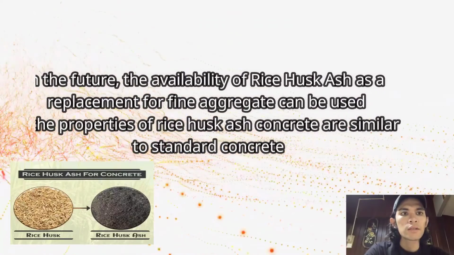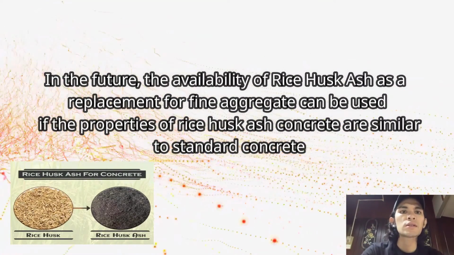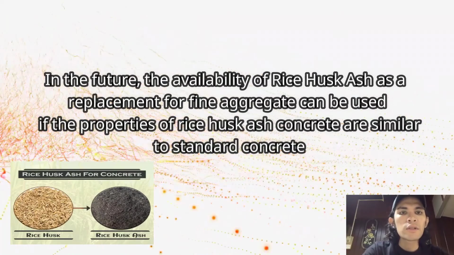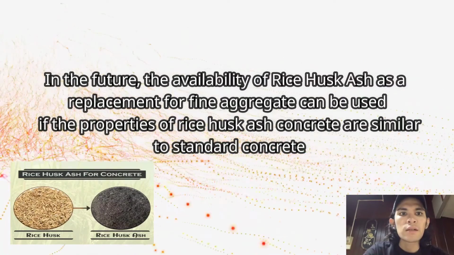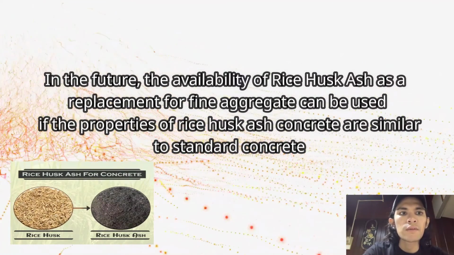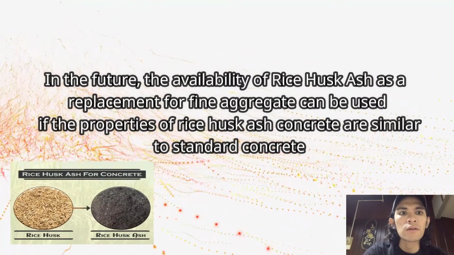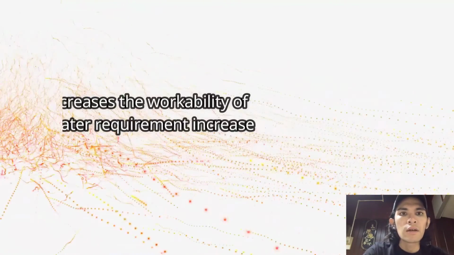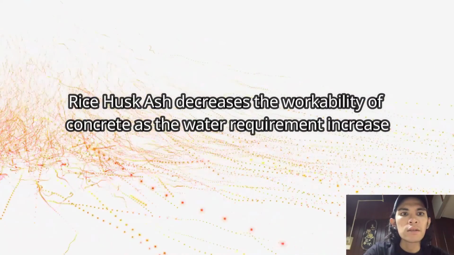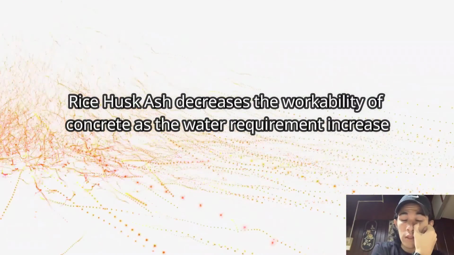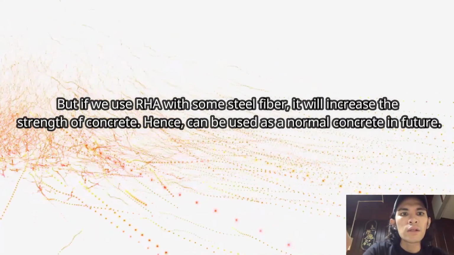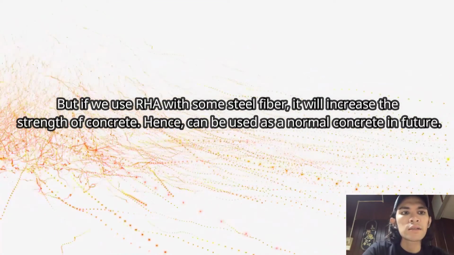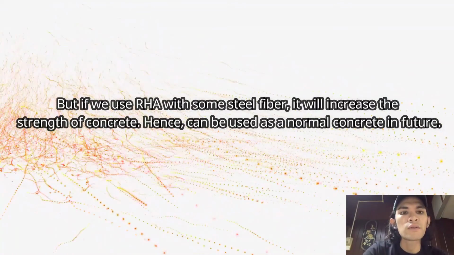Okay, so the next innovation for soil mixing is rice husk ash. In the future, rice husk ash can be used as a replacement for fine aggregate if the properties of rice husk ash concrete are similar to standard concrete. Rice husk ash decreases the workability of concrete as the water requirement increases. But if we use rice husk ash with some steel fiber, it will increase the strength of concrete, hence it can be used as normal concrete in the future.